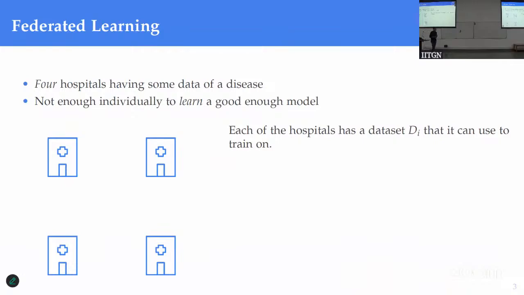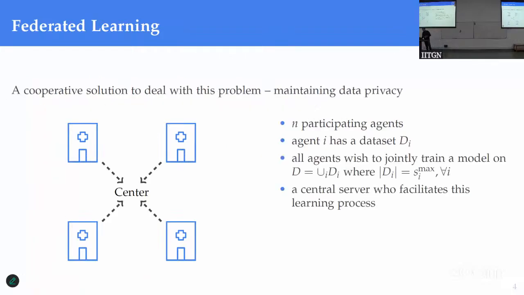Let's take this very simple example that there are 4 hospitals, and all of them have some data, not the same data, but divided into these 4 hospitals. And they individually want to learn a good model. So they want to learn the model of a disease. And each of these hospitals has some data set, DI, which are possibly non-overlapping. And how can they actually cooperatively learn this model? That is the whole idea.